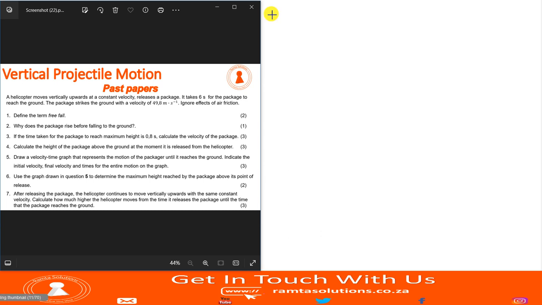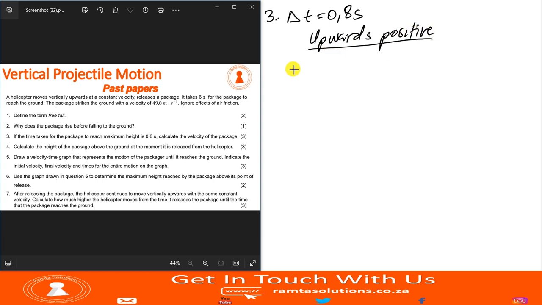Question 3 says, if the time taken to reach maximum height is 0.8 seconds, calculate the velocity of the package. Here we are looking at the initial velocity, because we know that at maximum height, velocity is 0. These are vector calculations. I'll choose upwards as positive. So I will take vf equals vi plus a delta t. What is vf? At maximum height, velocity is 0. We don't know the initial velocity.